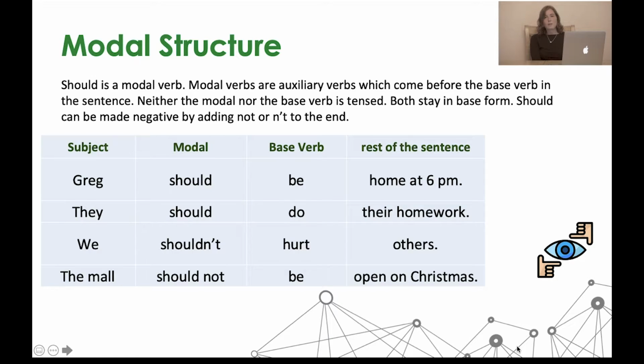So an example of a sentence with should would be like, Greg should be home at 6 p.m. So Greg is our subject, the modal is should, followed by the base verb of be. We would never change it to is or are. It always stays in the base form, and then the rest of the sentence. Or for example, they should do their homework. We shouldn't hurt others, so that's the negative form. We shouldn't or should not hurt others. Or the mall shouldn't or should not be open on Christmas.